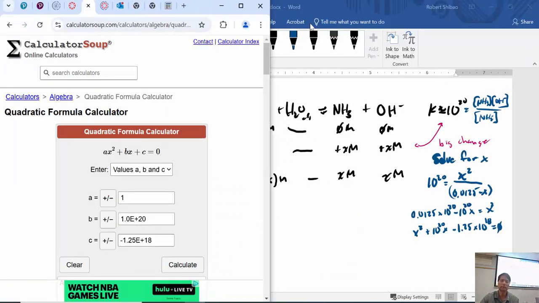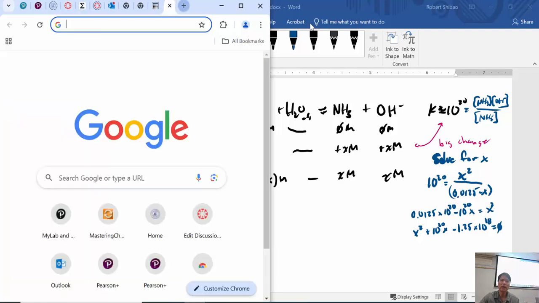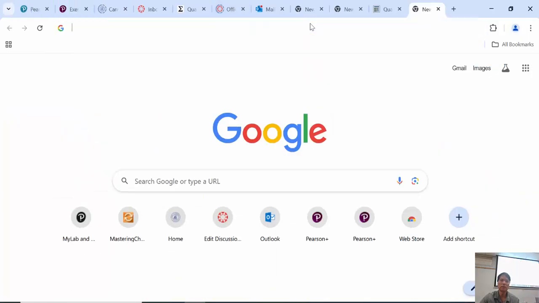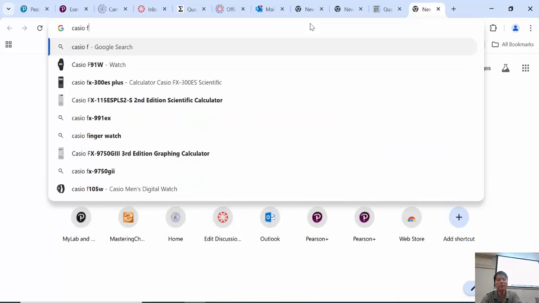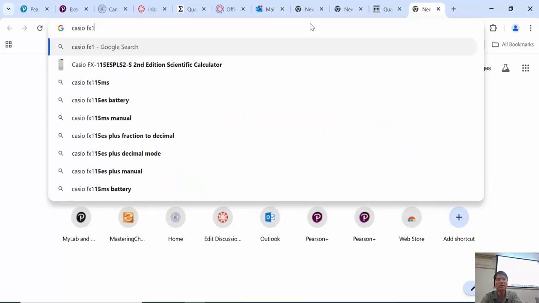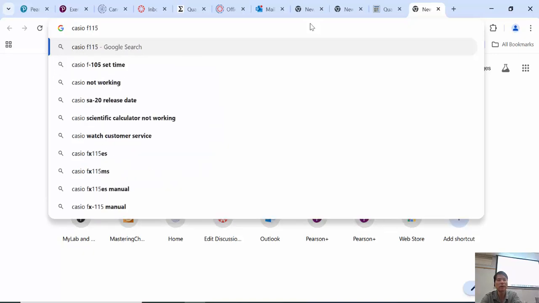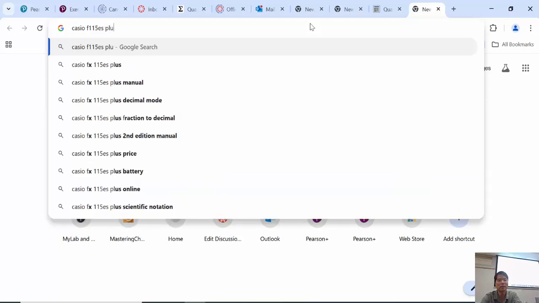What calculator did you say you have? I have the Casio. I'll show you. Casio, I have the FX, but it doesn't really matter because all the calculators have similar features. I have the ES Plus.